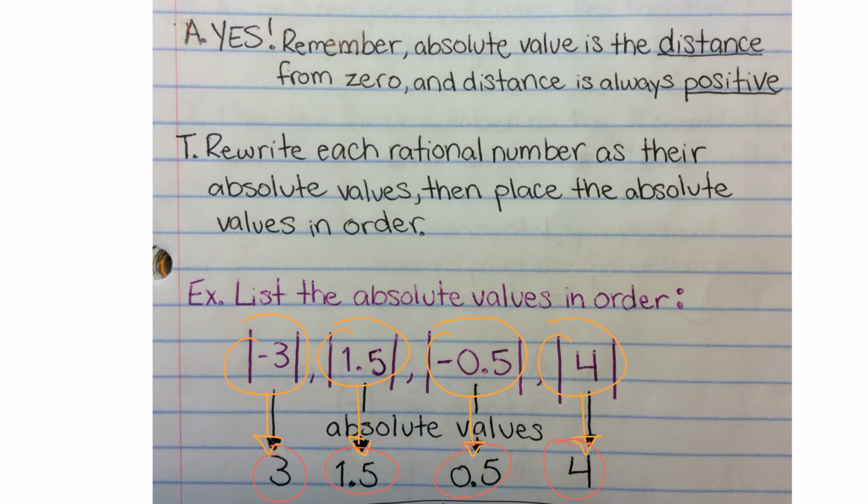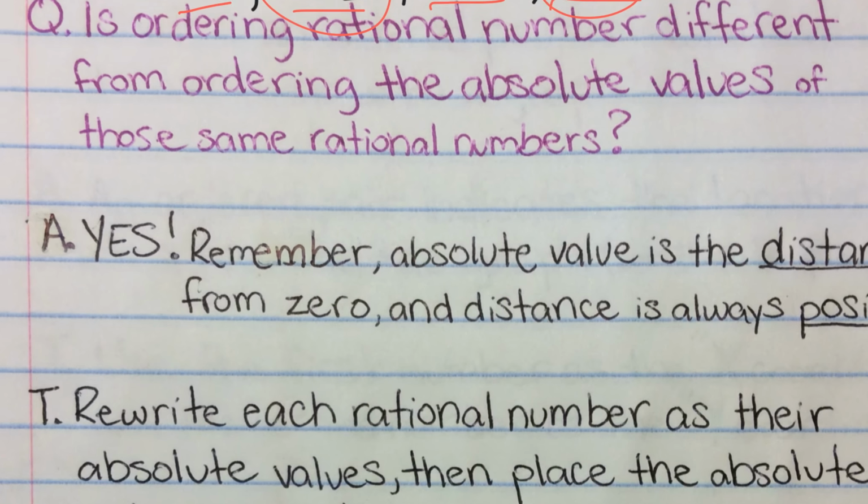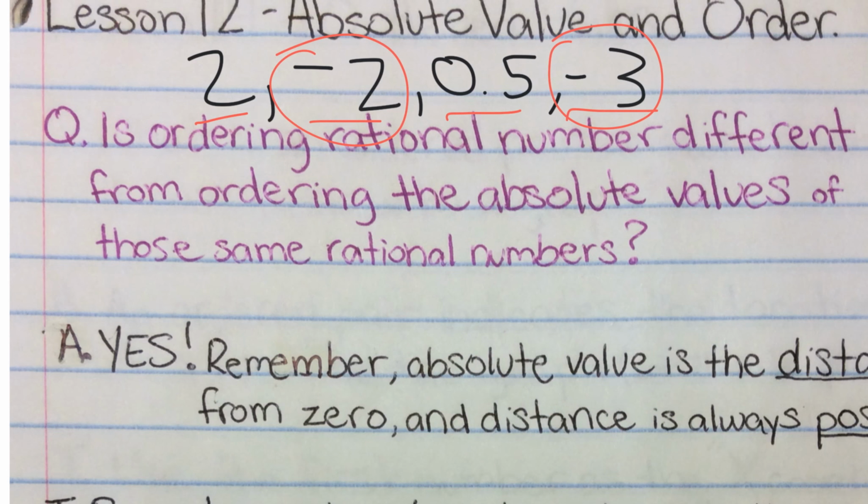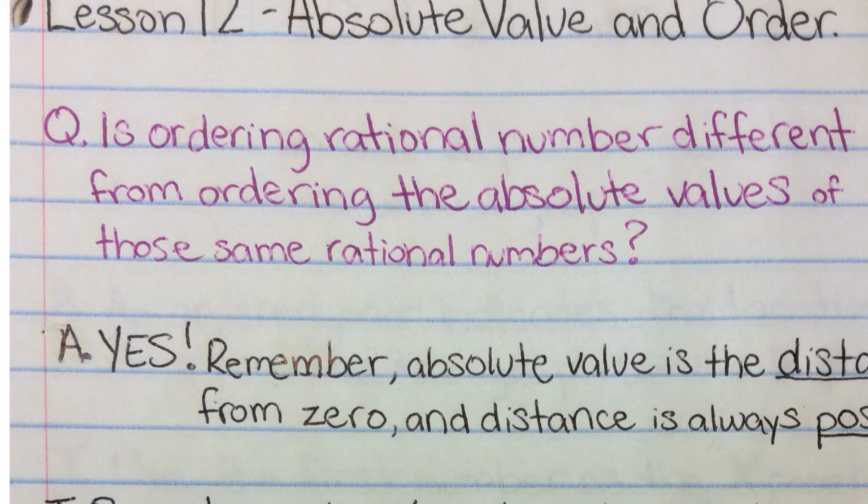So let's take another look at our question and make sure that we've figured out how to answer this question. Get rid of this so you don't need to put it in your notes. Is ordering rational numbers different from ordering the absolute values of those same rational numbers?